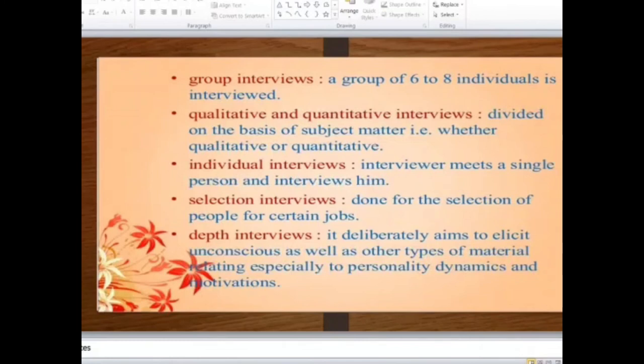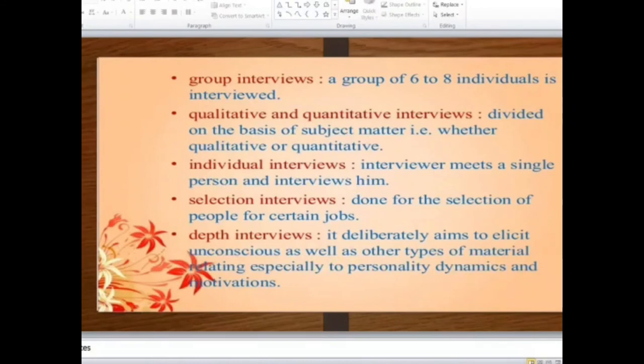And then there are certain other types of interviews also. Group interview means a group of 6 to 8 individuals is interviewed. Qualitative and quantitative interview is divided on the basis of the subject matter, whether it is quantitative or qualitative. Another type of interview is individual interview. Individual interview means the interviewer meets a single person and interviews him. Selection interview means it is done for the selection of people for certain jobs only.